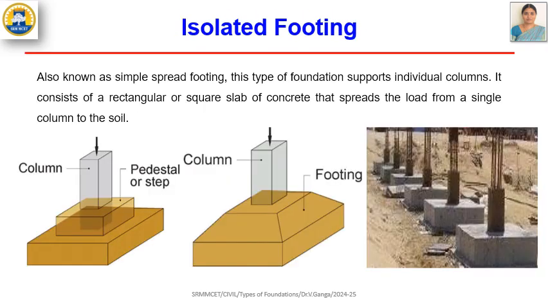Isolated footings are a simple type of shallow foundation, also known as individual footings, which always support an individual column. They may be of rectangular or square shape. These types of isolated footings are applicable where the loads are relatively light and the columns are far spaced. So here the figure shows a column. This column is being supported by an individual footing. This is called an isolated footing.